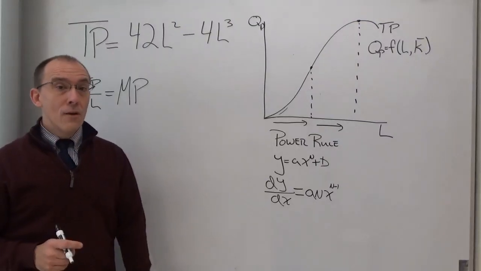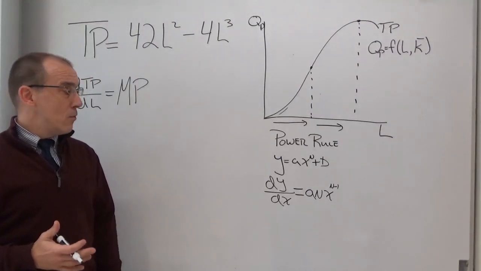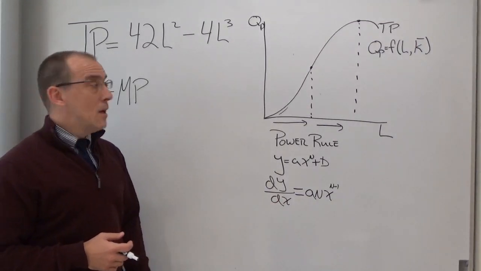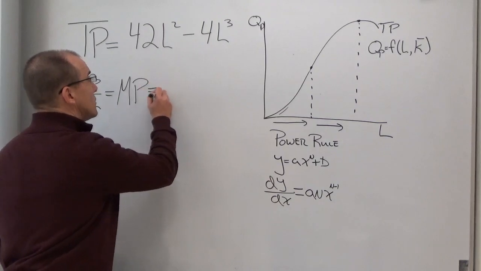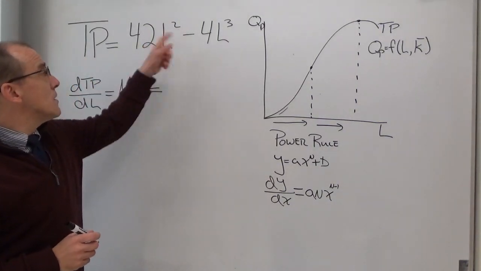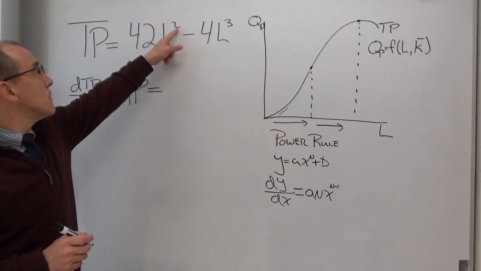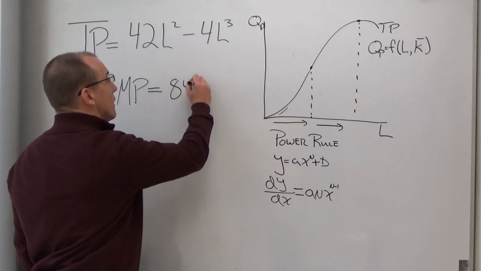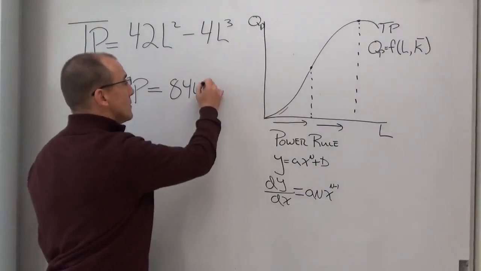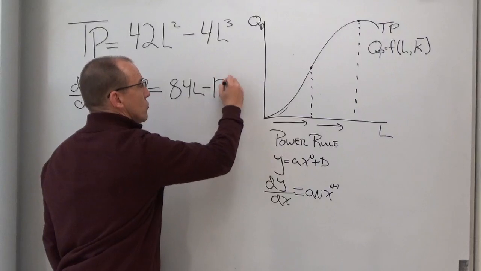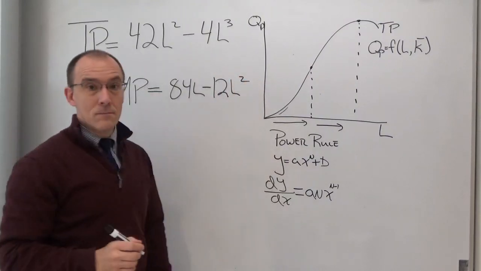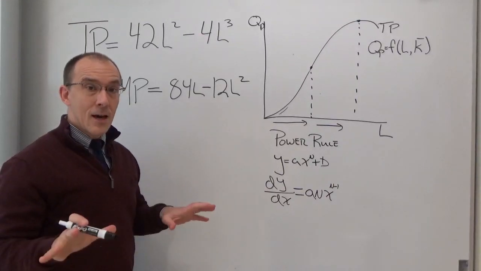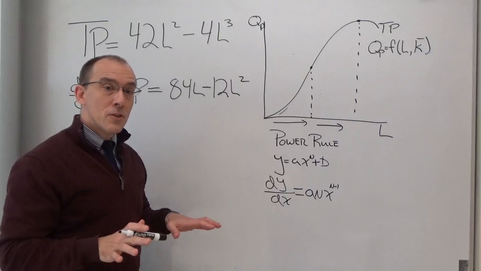So whenever we think about the marginal product, what we're thinking is, mathematically, the first derivative, or rate of change. Now, to do this, using our equation and the power rule, this is pretty simple. I have a 2 exponent here, so I'll bring it down, and I will have 84L, and then subtract, bring the 3 down, 12L squared. Okay, that's my first manipulation. That's the calculus part of it. From this point on, it's pretty much all algebra.